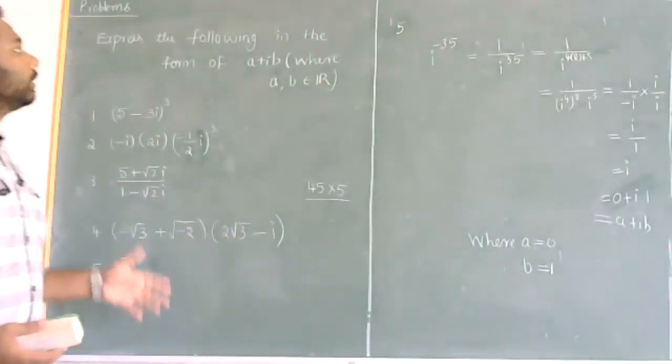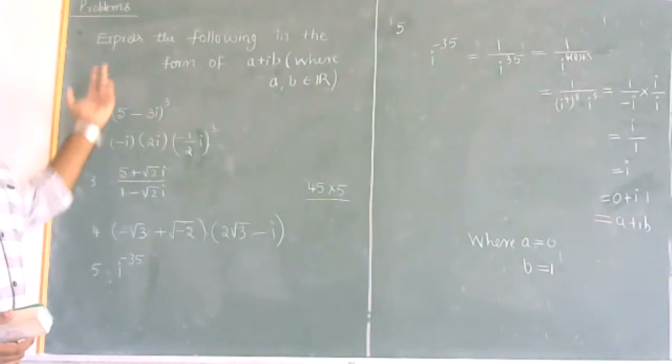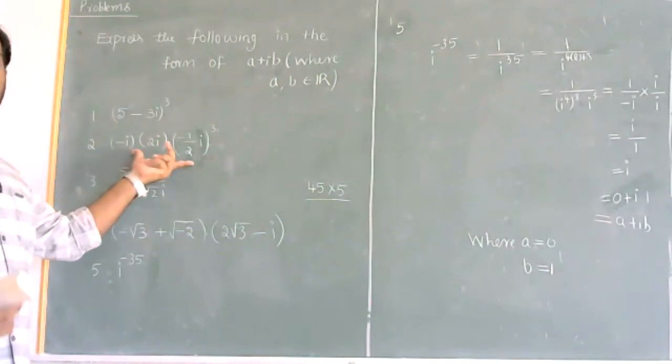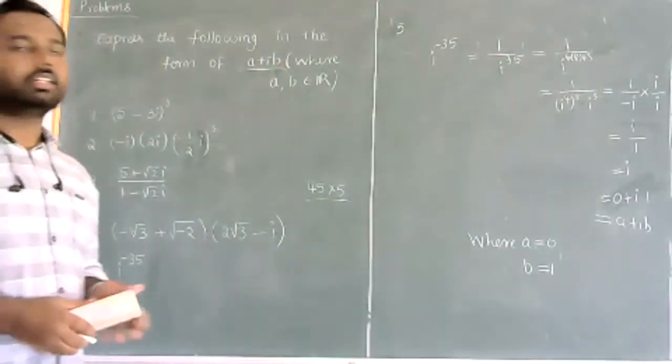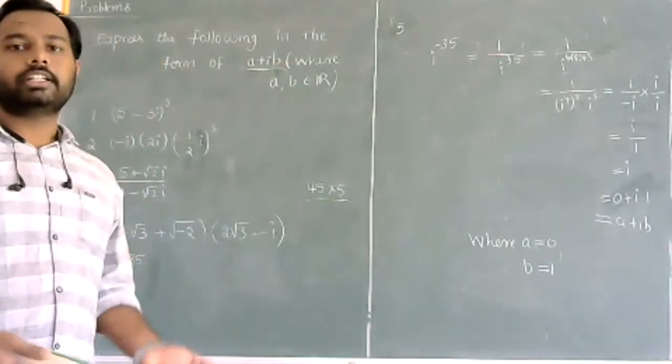So these are the problems of expressing a given expression in the form of A plus iB. In the next session, I'll come up with different problems.